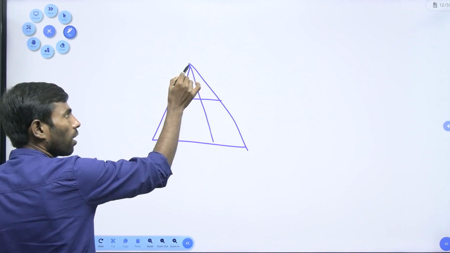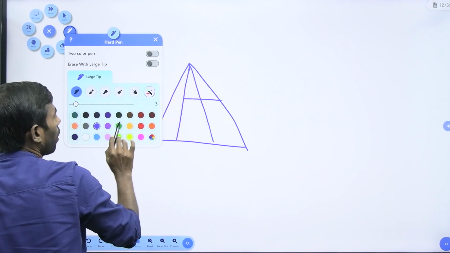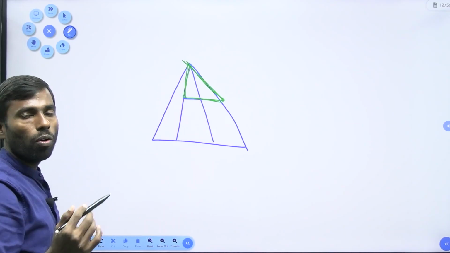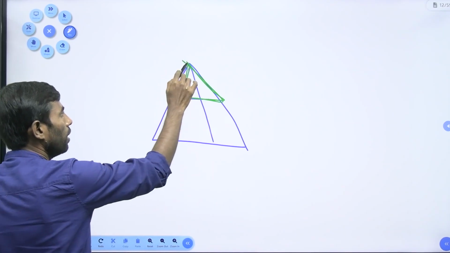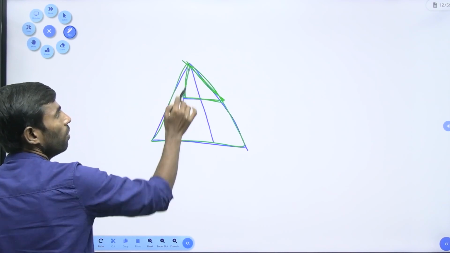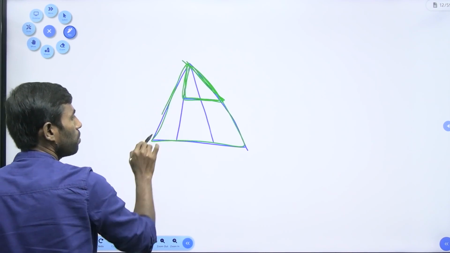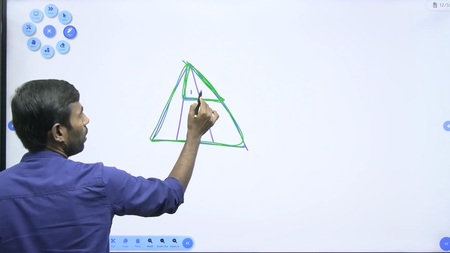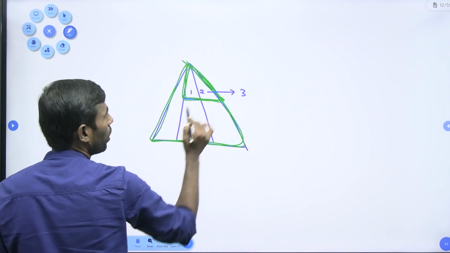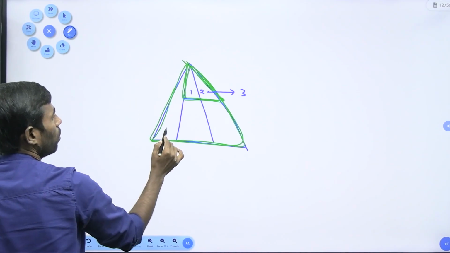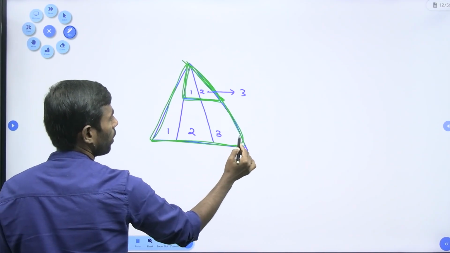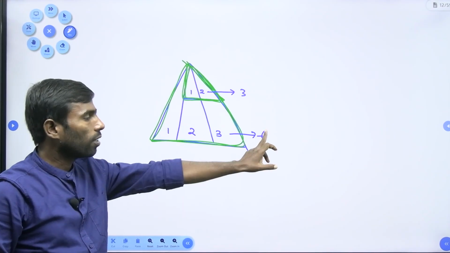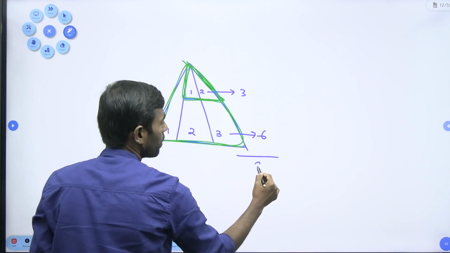Count triangles for this part separately. When a baseline is there, count triangles for that part separately, then for the remaining part. This is the small one, this is the bigger one. How many triangles are there for this part? 1, 2. Total 3 triangles. Now coming to the bigger part: 1, 2, 3, total 6. For the smaller part, 3 triangles. For the bigger part, 6 triangles. Total 9 triangles.